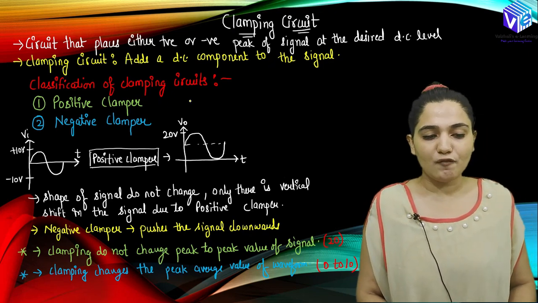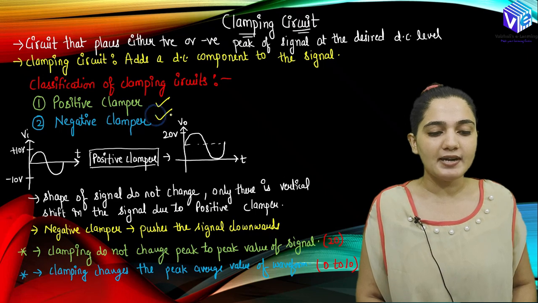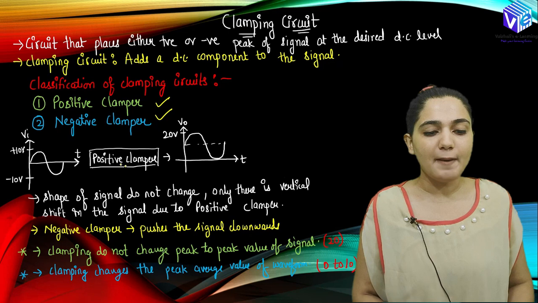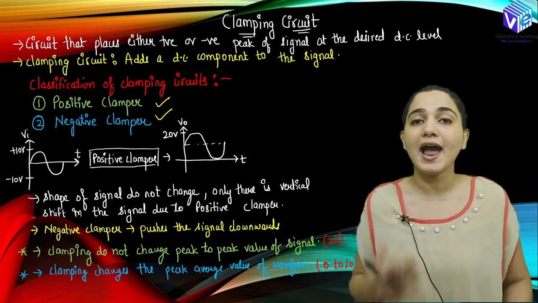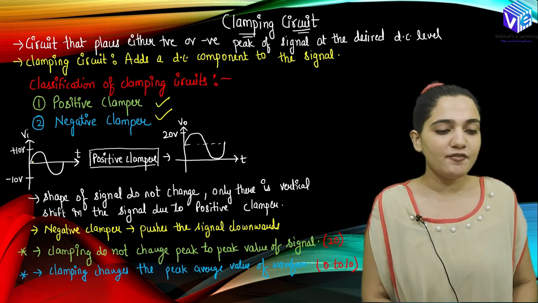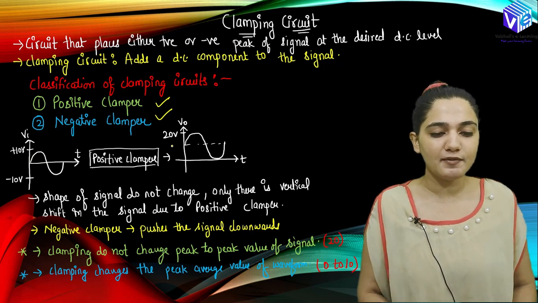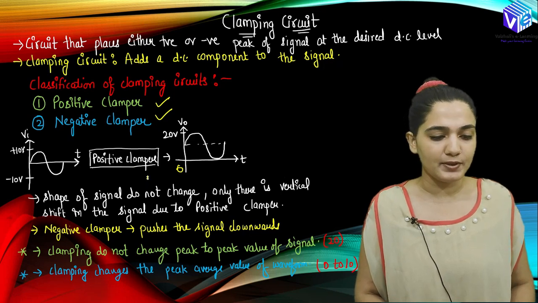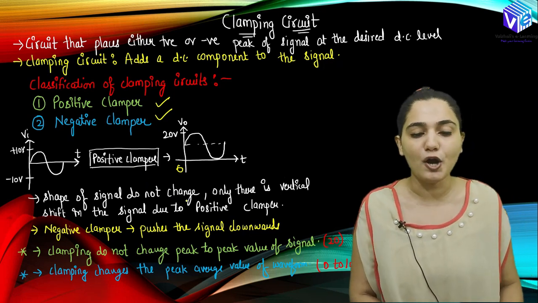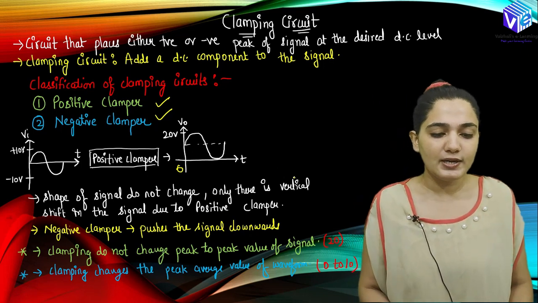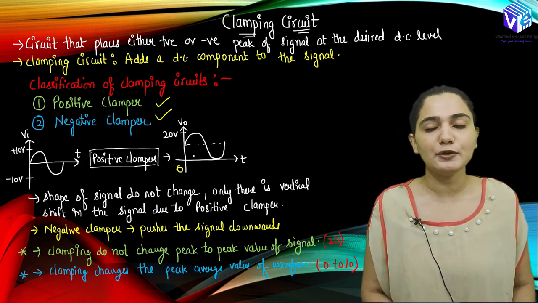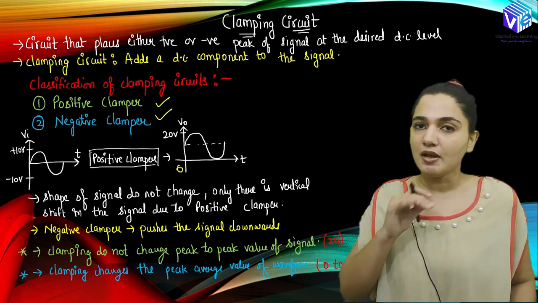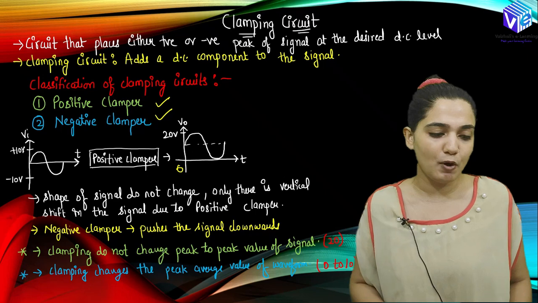So there are two types of clamping circuit, the positive clamper and the negative clamper. As the name suggests, the positive clamper is going to clamp the signal in the positive direction. It is going to add a positive DC voltage. So if my signal was from -10 to 10, we can clamp it to 0 to 20 with the help of the positive clamper. The shape of the signal does not change in this process, there is only a vertical shift in the signal due to the positive clamper, right? So we will have an upward shift in the signal, and we will not change the shape of the signal.